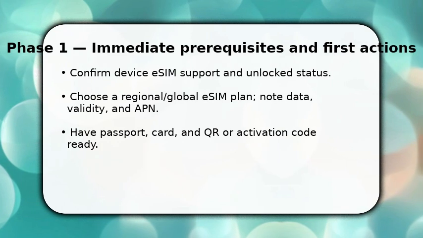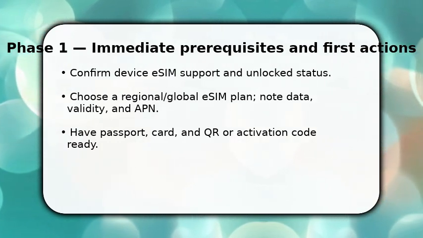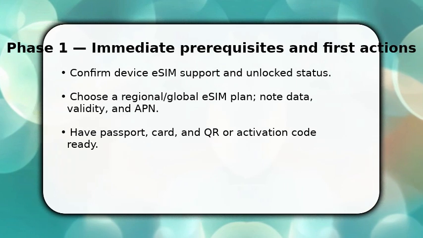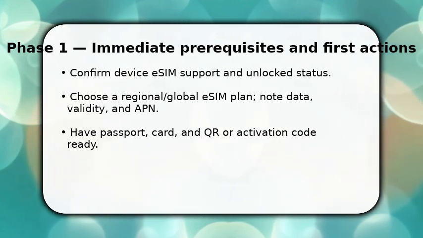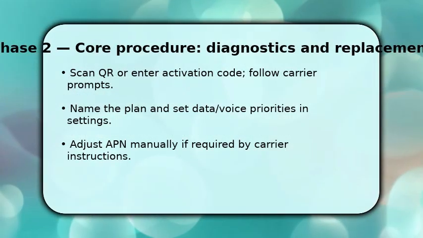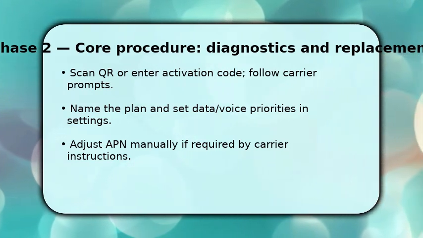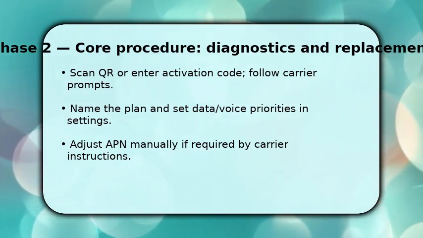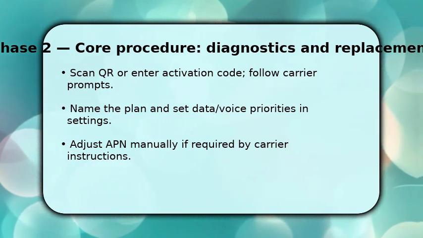Now open settings to the cellular or mobile plan screen so you're ready to add the new eSIM. Don't skip having the code and payment ready. You scan the QR or paste the activation code, then follow on-screen prompts. This is where it provisions on your device.